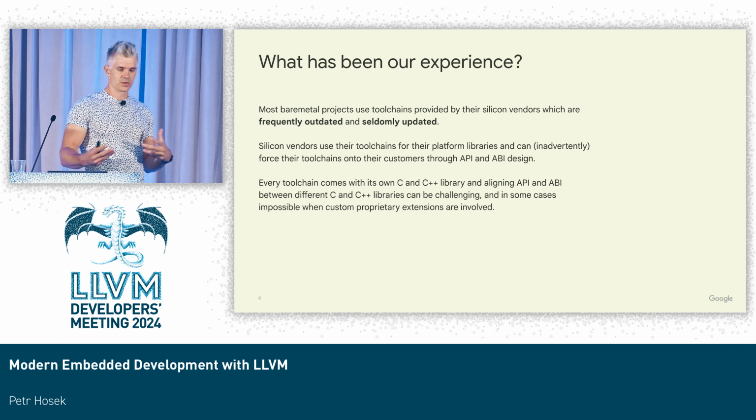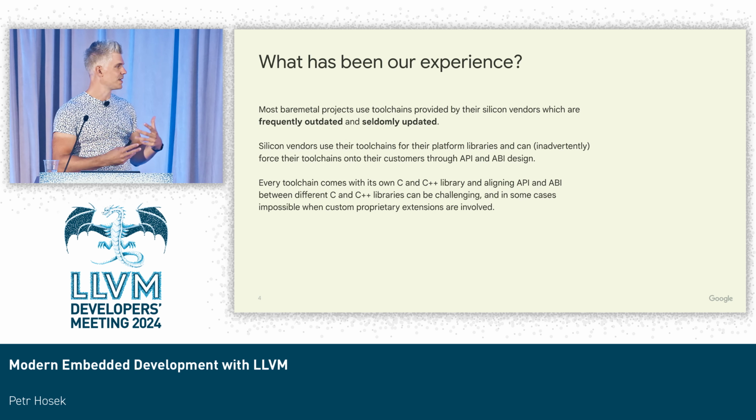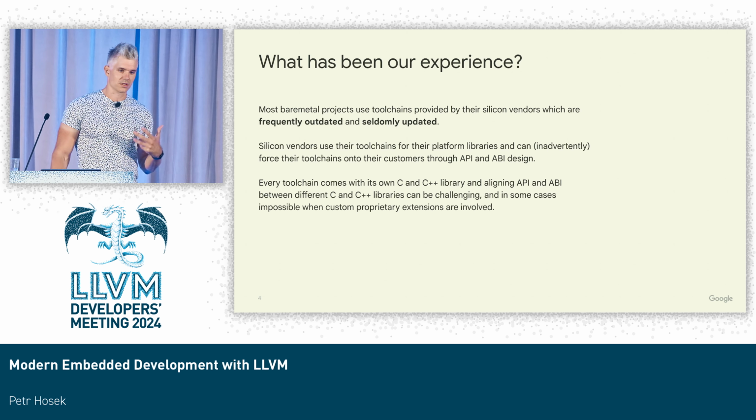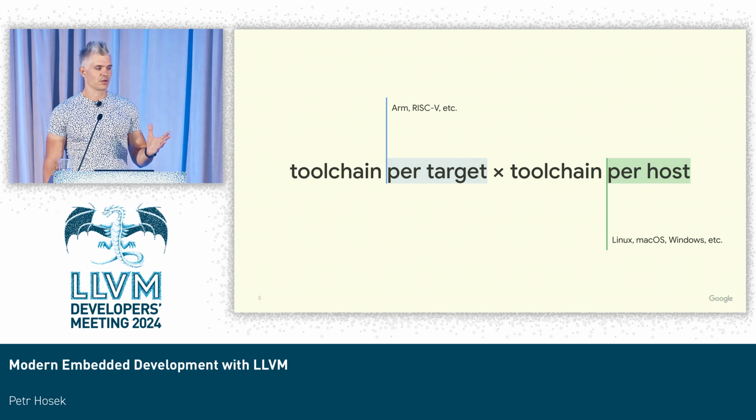And all these toolchains come with their own C and C++ libraries. Every one of them might have a different API or ABI. And just aligning all of them can be pretty challenging. It gets even more tricky when you start mixing different architectures.